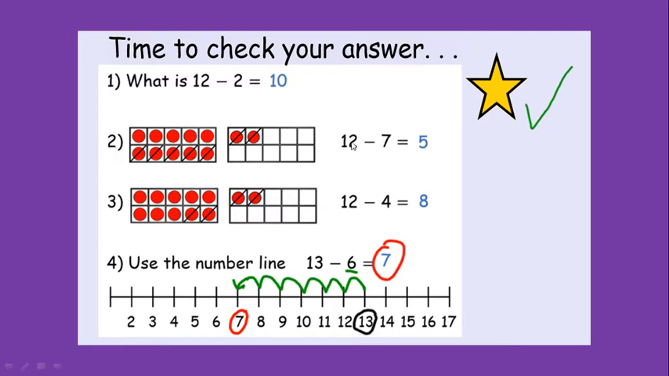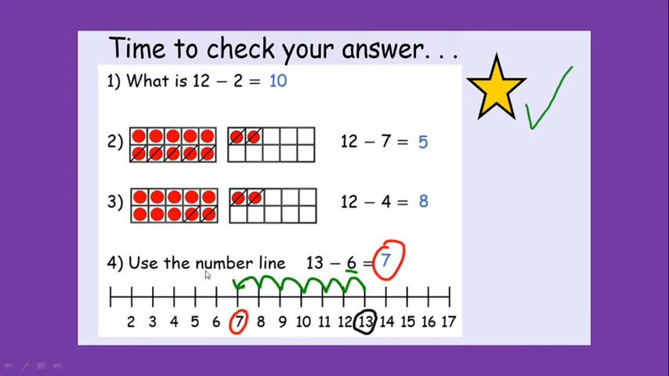Question 2, 12 take away 7. You can see here that I have crossed out 7 of the counters, which leaves me with 5. So my answer is 5. 12 take away 7 equals 5. And then question 3, 12 take away 4, I've done the same. I've crossed out 4 because I'm taking 4 away, and it leaves me with 8.